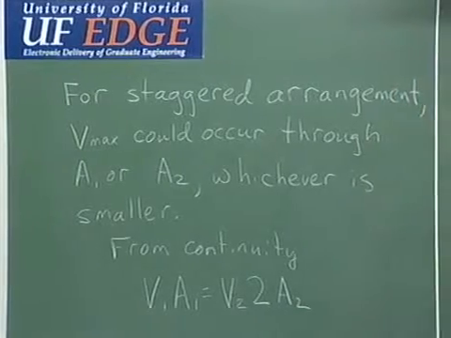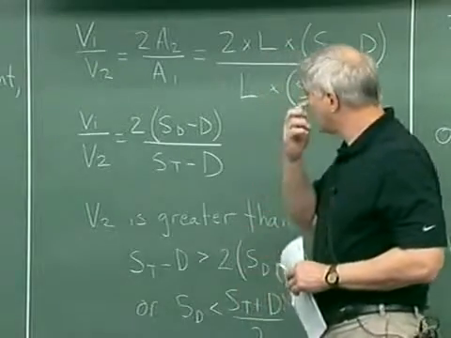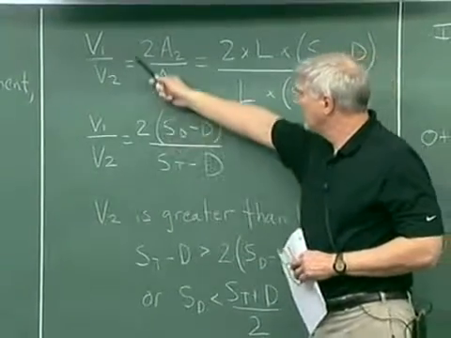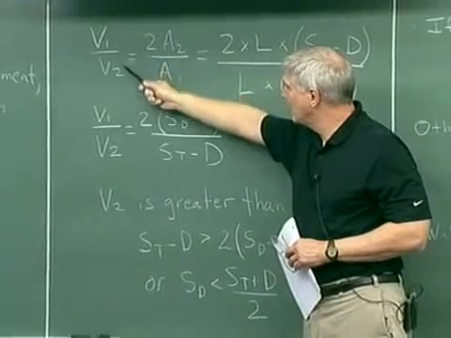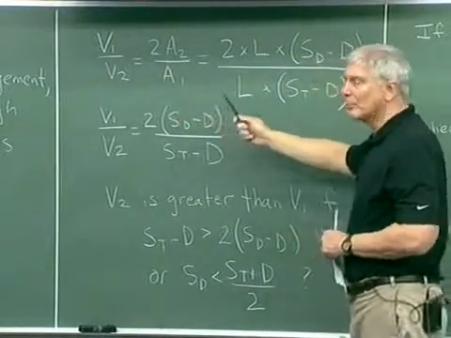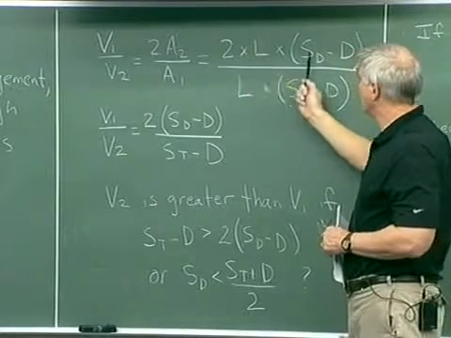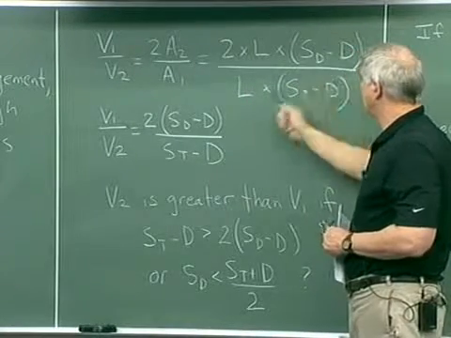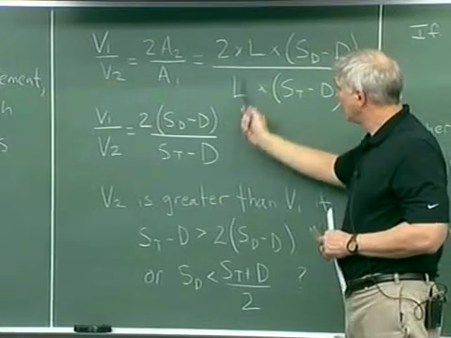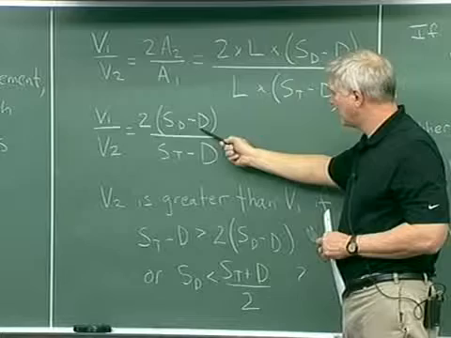Okay, so now we need to know which one is larger, V1 or V2. Well, we can rearrange it. We have V1 over V2 is equal to 2A2 over A1. And then if we plug in those dimensions, we have 2 times L times SD minus D over L times ST minus D. So we cancel out the L's, we're left with this expression.